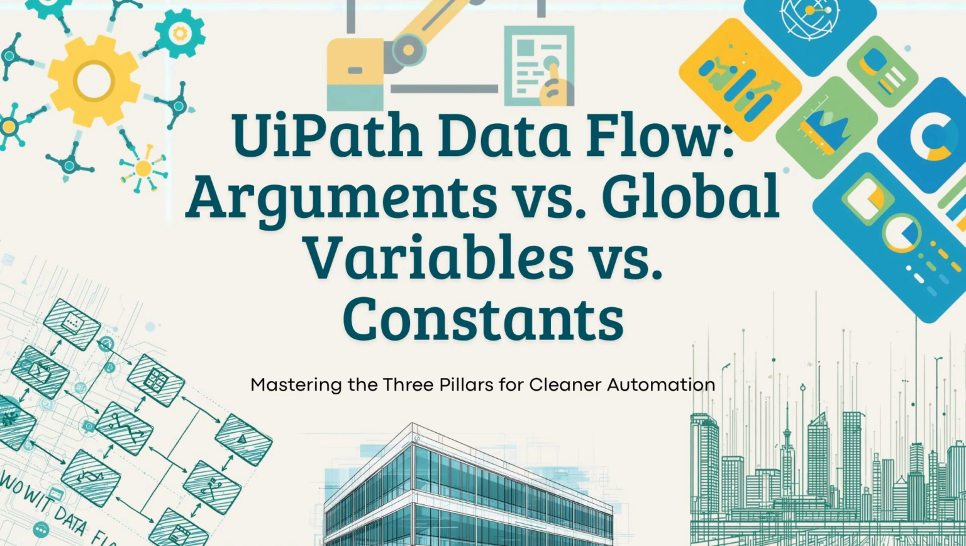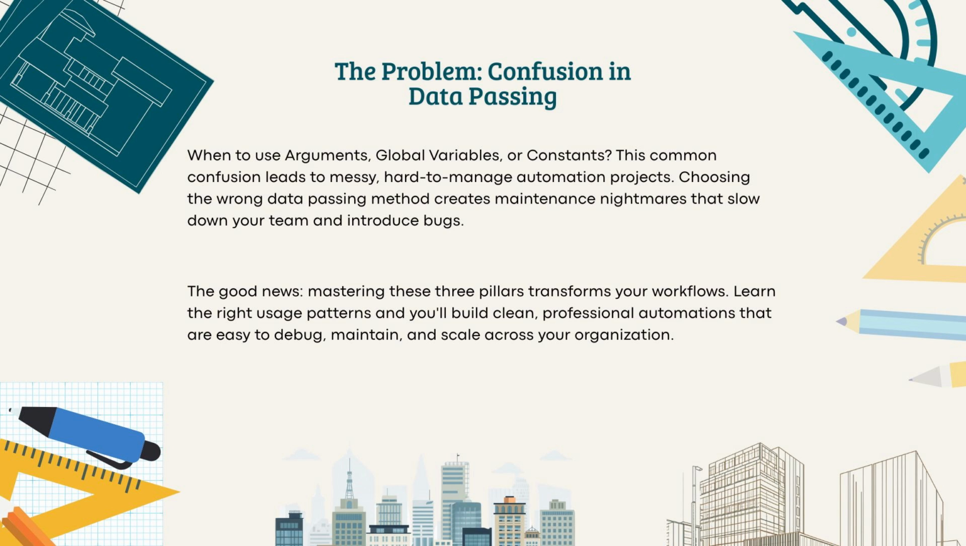for you. Imagine you build multiple workflows in UiPath, and now the data flows everywhere. Some values are shared, some values are passed, and some should never be changed. Now, the big question is, should you use an argument, a variable, or a constant? If you choose the wrong one, your automation becomes hard to debug or even hard to maintain. So let's fix that today.